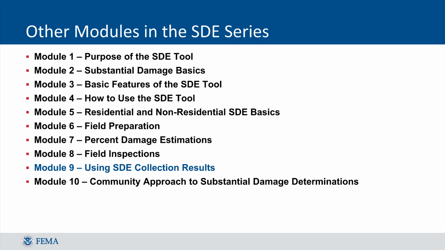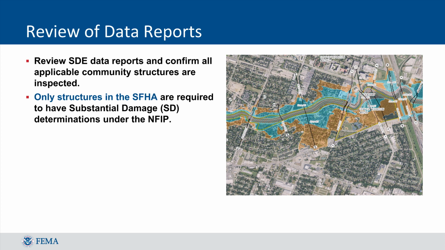In this module, we'll review approved methods for FEMA SDE data collection, the importance of adopting a community-wide approach, and preparing determination letters. When field inspections are complete, review all SDE reports to confirm that all required structures in the community were inspected. Under the NFIP, only structures in the SFHA are required to have substantial damage determinations. Communities may regulate to a larger area.